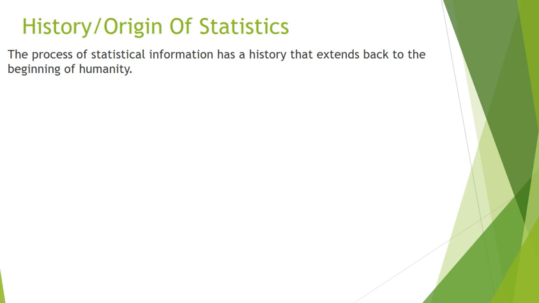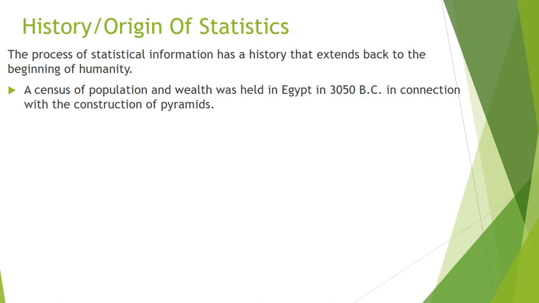Now comes the history or origin of statistics. What is the history? What is the origin of statistics? How did statistics come about? The process of statistics has a history that extends back to the beginning of humanity. A census of population and wealth was held in 3050 BC in connection with the construction of pyramids. As we are all familiar with the pyramids, but before the construction, they collected the data about their wealth and manpower. So we can say that the concept of statistics or data is not new in this world.